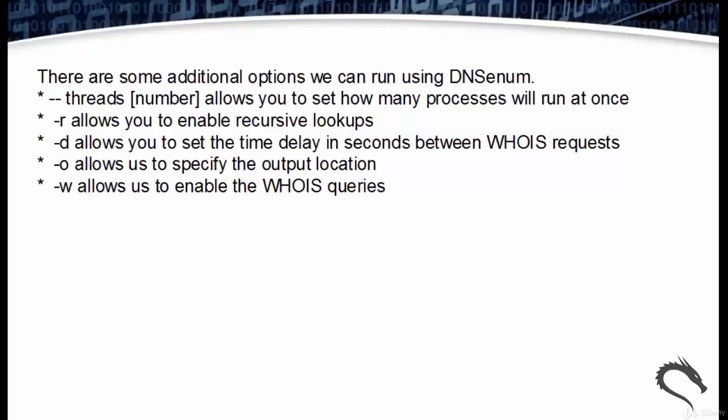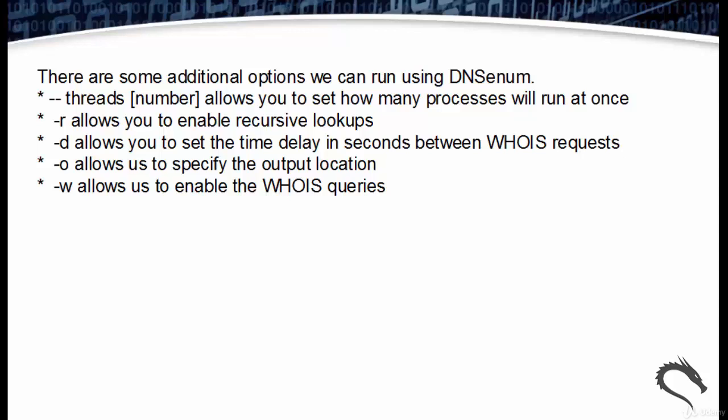There are some additional options we can run using dnsenum, that is --threads. Threads allows you to set how many processes will run at once, and -r allows you to enable recursive lookups. -d allows you to set the time delay in seconds between whois requests, and -o allows us to specify the output location. -w allows us to enable whois queries. Use this option to get to know what all that means.